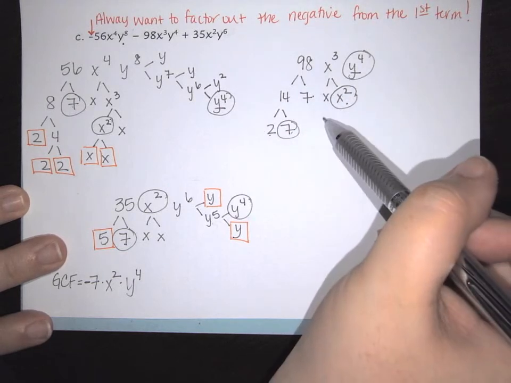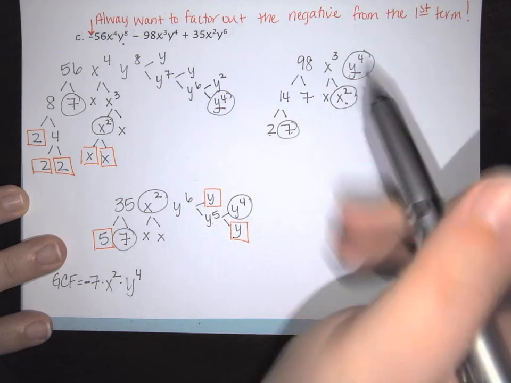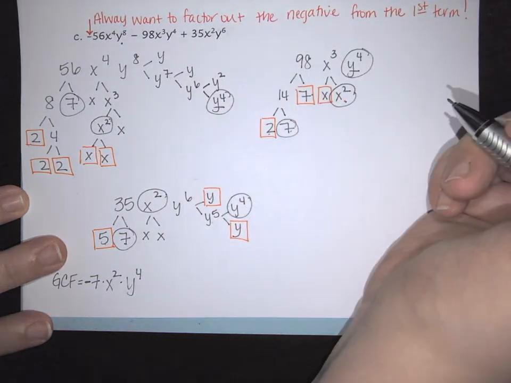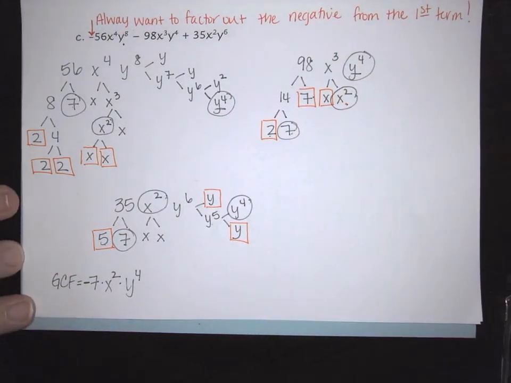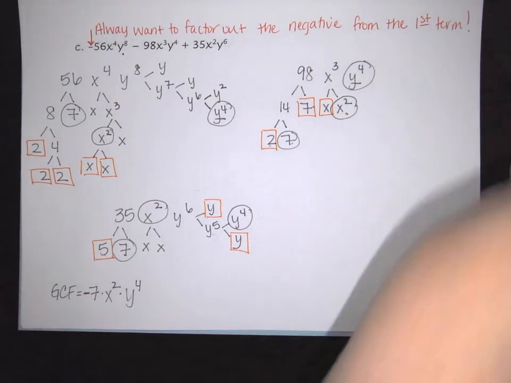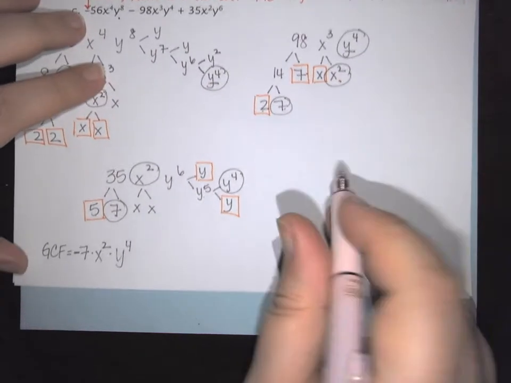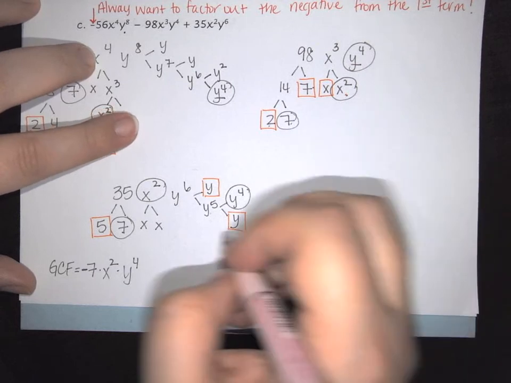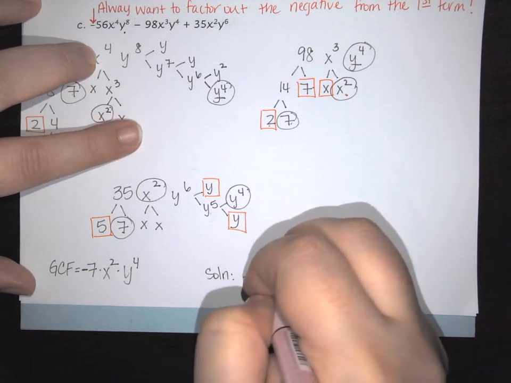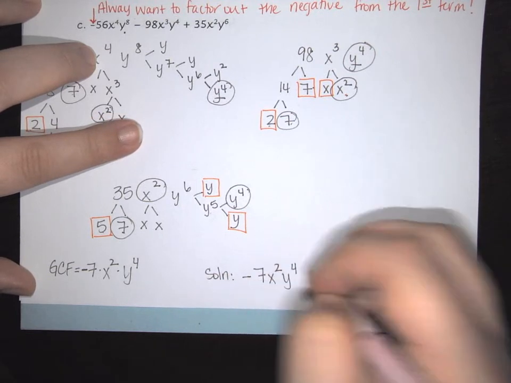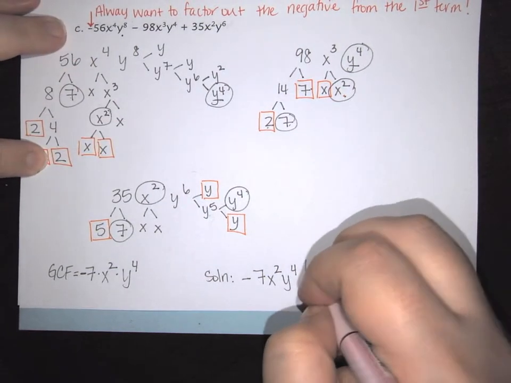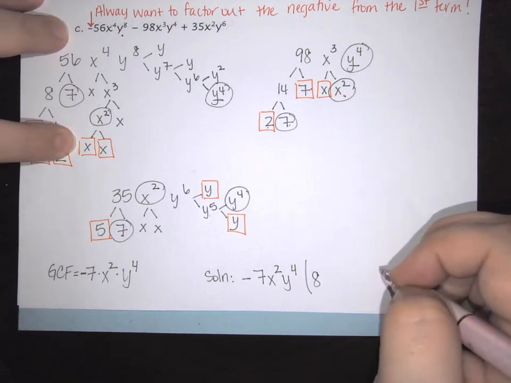If we look at my 98, notice here I took the x squared. I have an x left behind. I've got a 2 and a 7, and then my y's are gone. Okay, so we have to put all of that together. So if we look in terms of our factored solution, we're pulling out the negative 7x squared y to the 4th. In my first term, again, 2 times 2 times 2 leaves me with an 8. And then I have x squared.